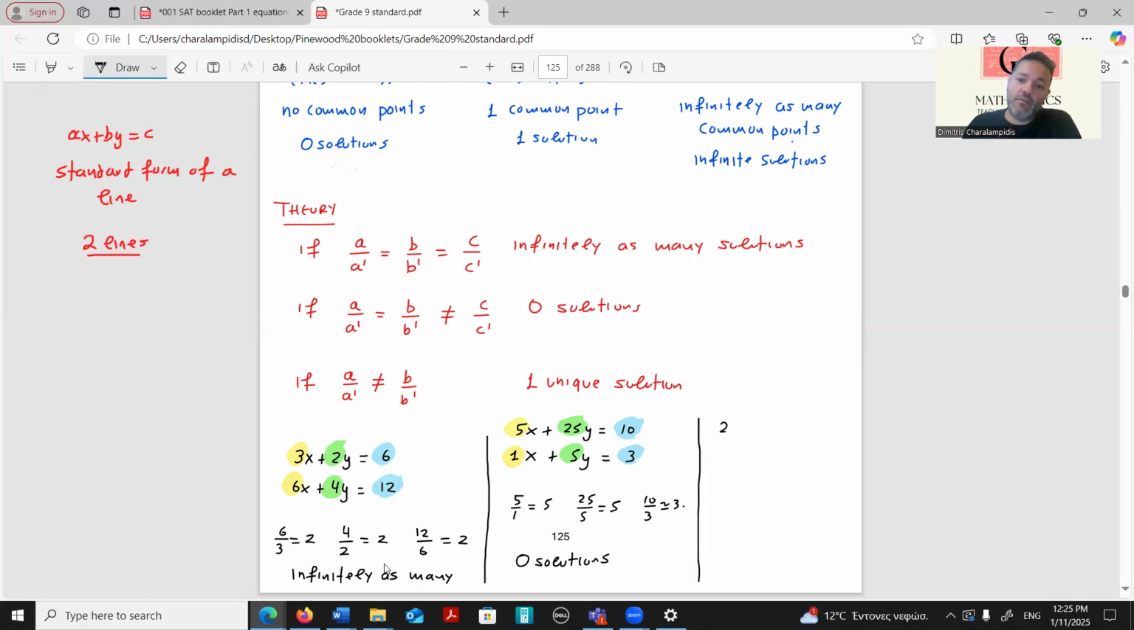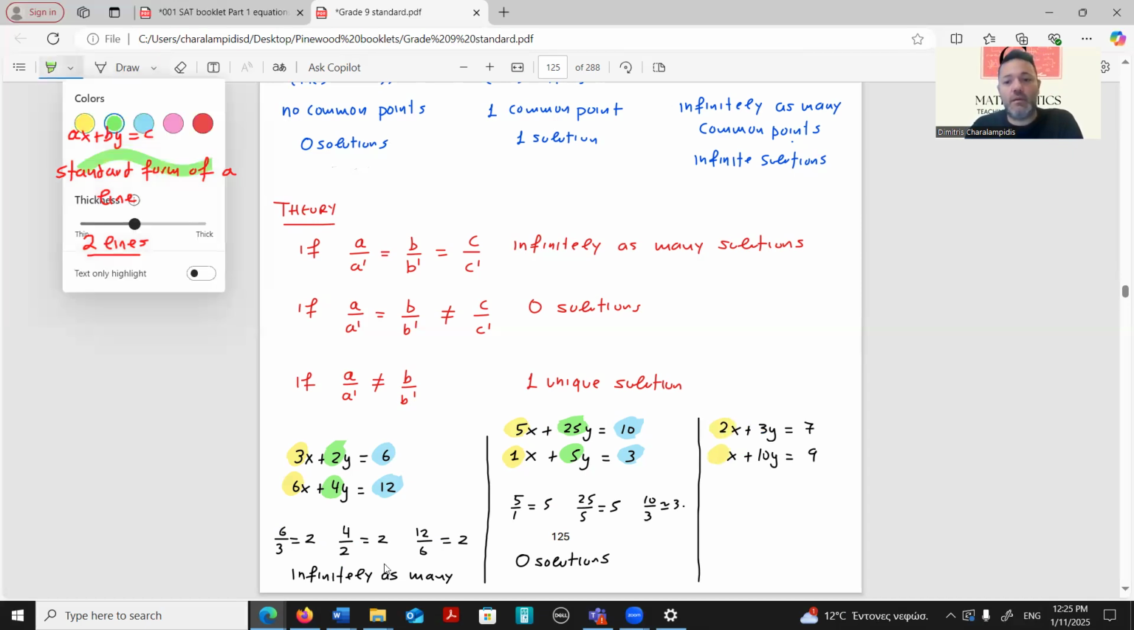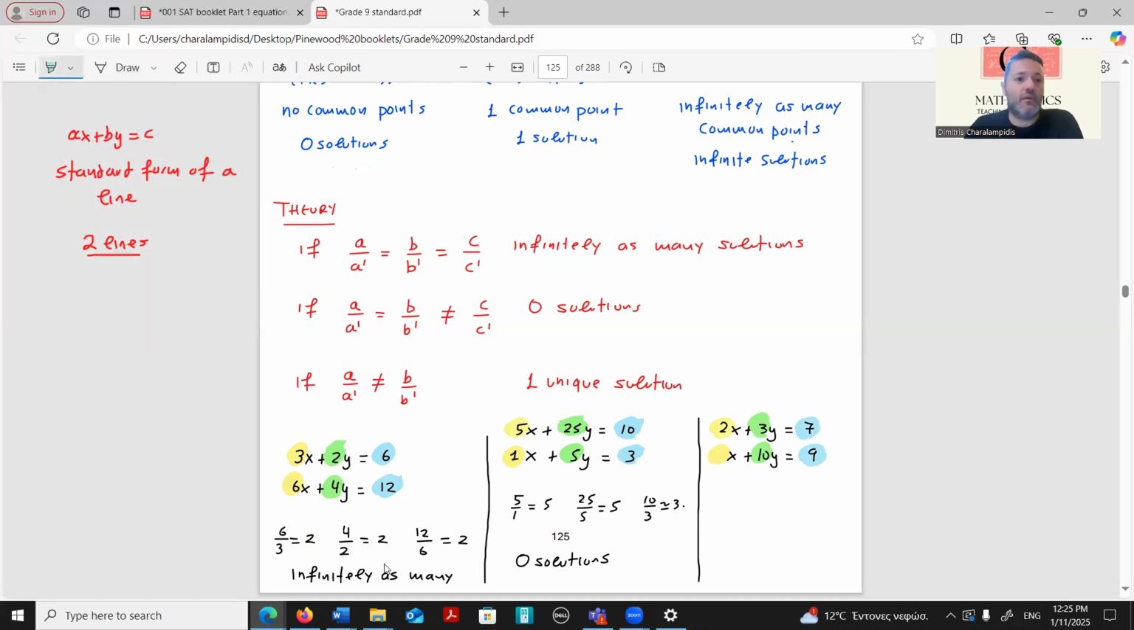And finally, 2x plus 3y equals 7, x plus 10y equals 9. Again, let me highlight them. 2 and 1. Here, 3 and 10, the coefficients of y's, and 7 and 9, the coefficients of constants. 2 over 1 is 2. 3 over 10 is around 0.3. They are different. I don't even need to check 7 over 9. I know that here there should be one unique solution.